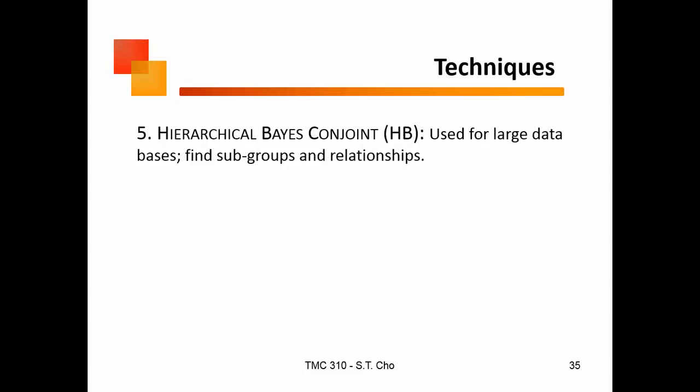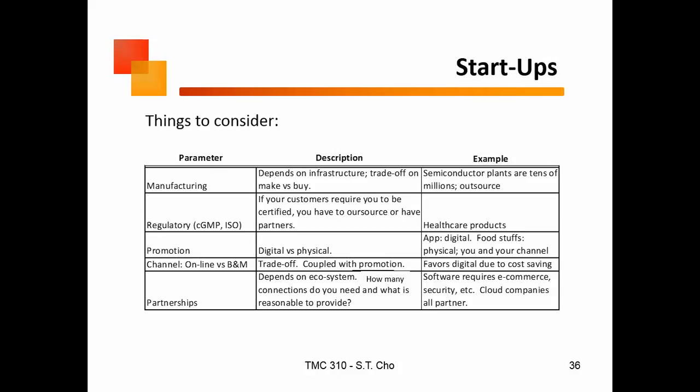Hierarchical Bayes conjoint is used for large databases, and that's what you're doing conjoint for: to evaluate subgroups and the relationships. Am I ever going to quiz you or anything on it? No. But again, it's for your own reference so that you know what it is.